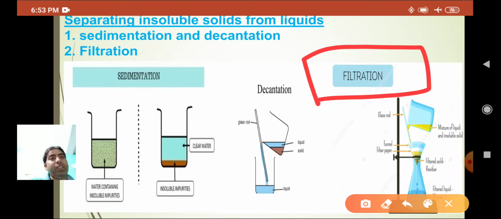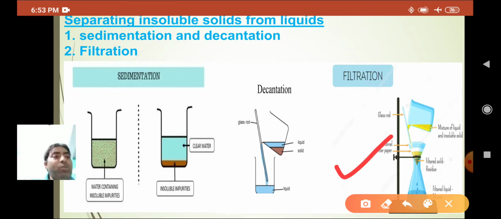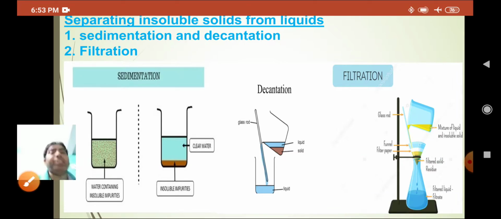What is filtration? Again I am saying, the process of separating insoluble substances from a liquid using a filter is called filtration. As you can see here, this is the filter paper or strainer. Filter paper is a piece of special paper that has millions of tiny holes in it. We use it to filter.